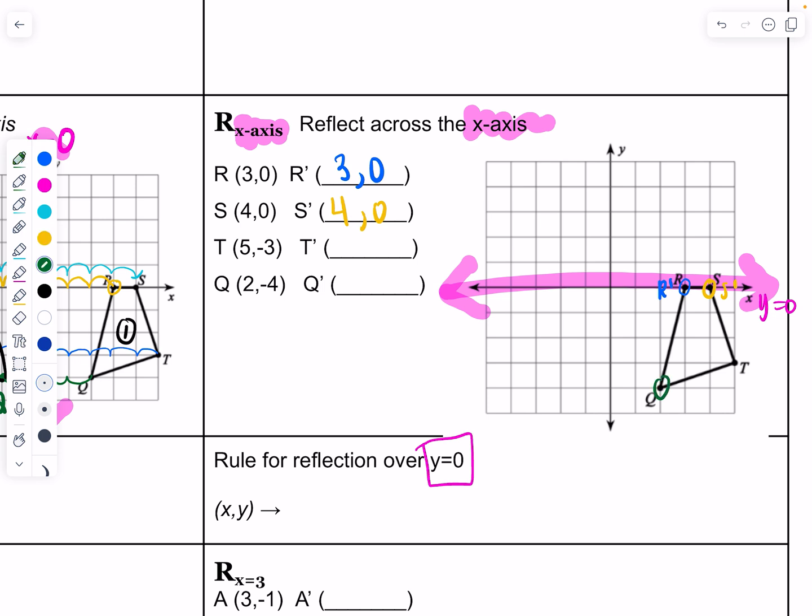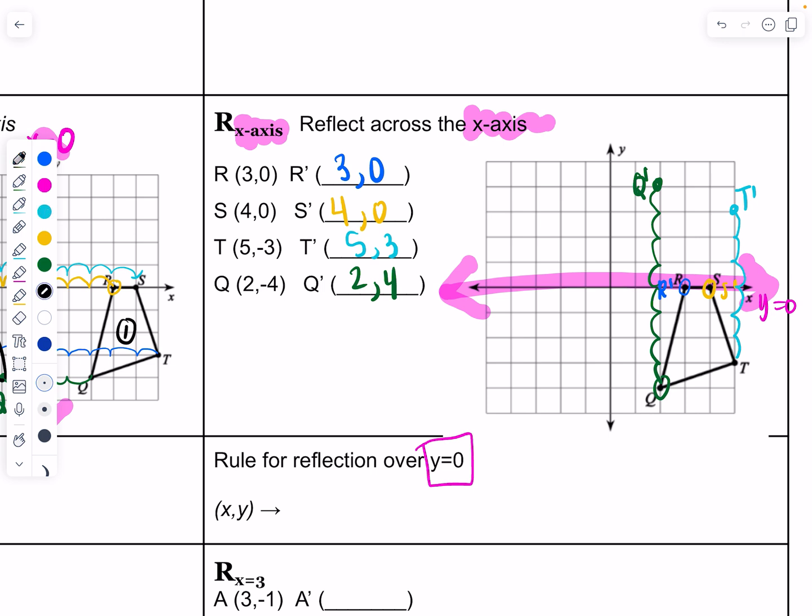But what about Q? Well, that is 1, 2, 3, 4 below. So 1, 2, 3, 4 above at the same level. That is going to be (2, 4). That is going to be our Q prime. And then last but not least, we have T is at 1, 2, 3 below the line. So 1, 2, 3 above the line at that same level is here. That is going to be at (5, 3).